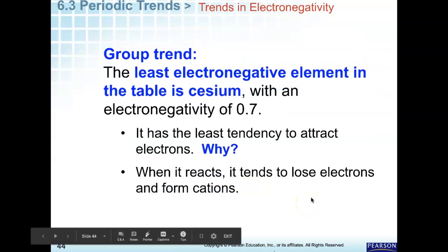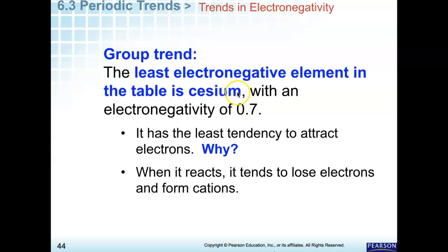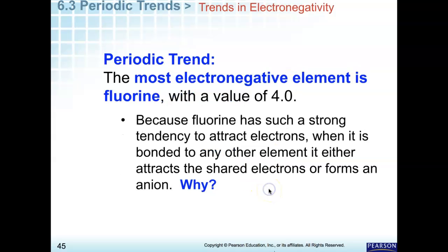So again, group trend: cesium is the least electronegative element, but make sure you know it's the most reactive metal. And why? I already explained that, so we can move on. But you could pause the video and answer those questions. The most electronegative element is fluorine because it's got a high value. And why? Again, you should be able to answer that. I already answered it before. See if you remember.